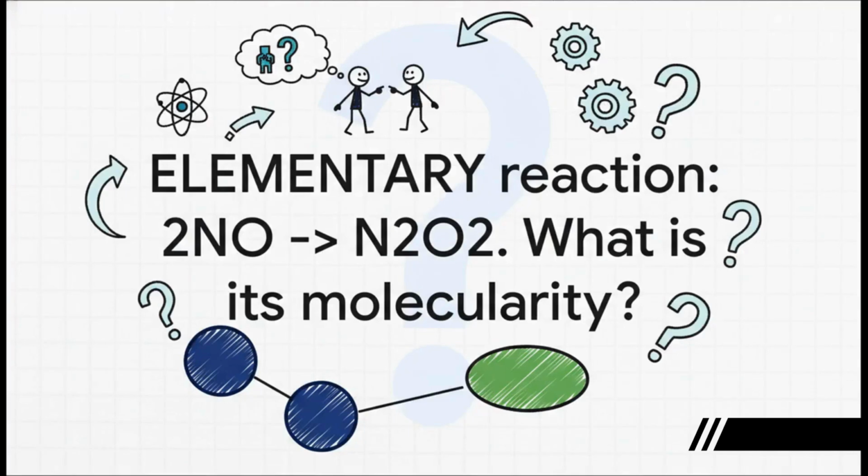Okay, check this out. We've got the reaction 2NO gives you N2O2. Now here's the most important clue in the whole question. It is an elementary reaction. So what's the molecularity? Is it 1, 2, or can't we figure it out? Take a second, lock in your answer.